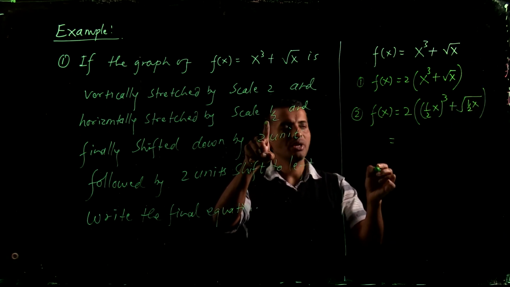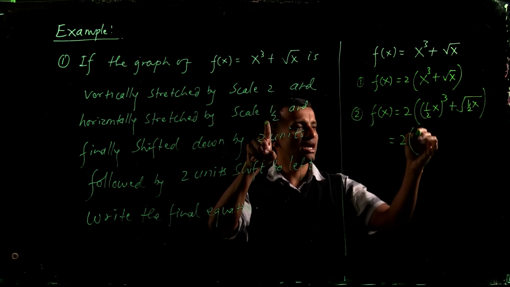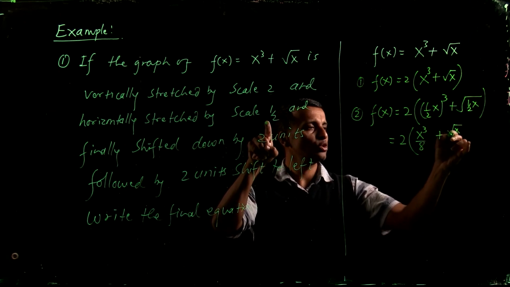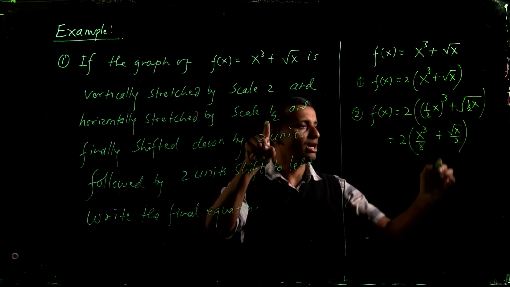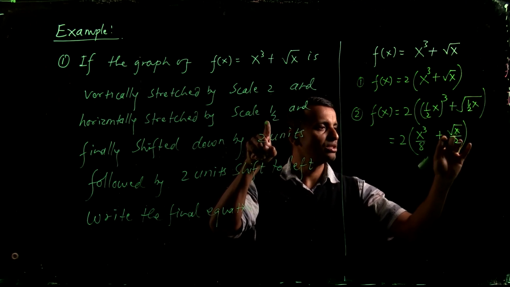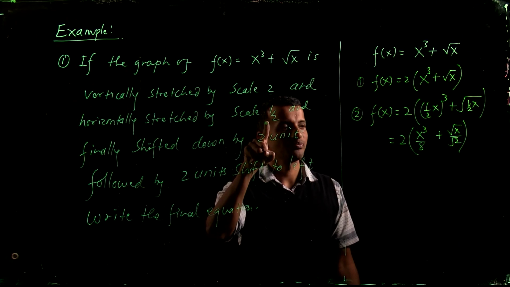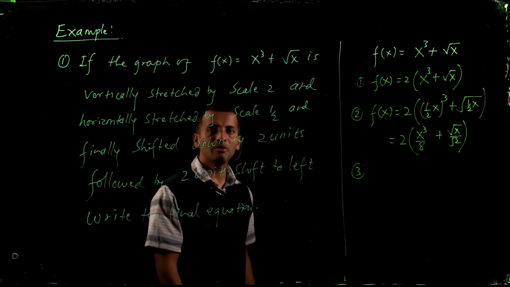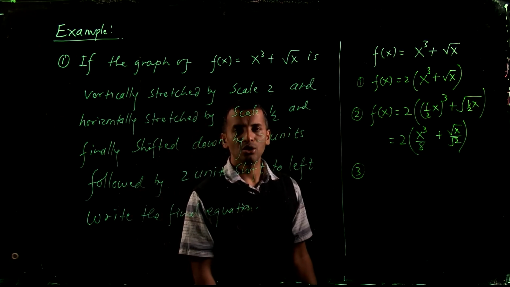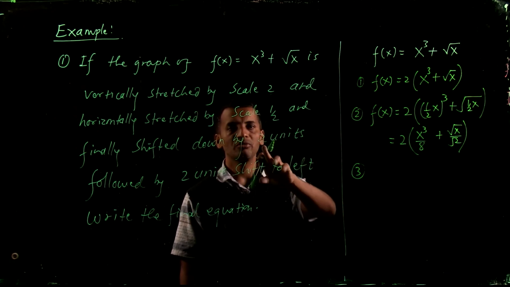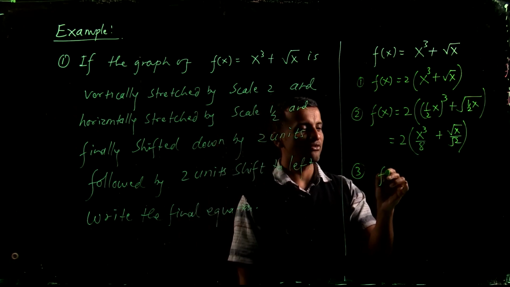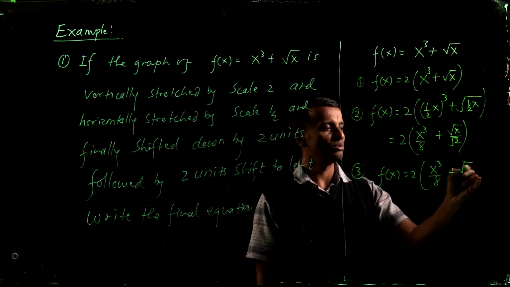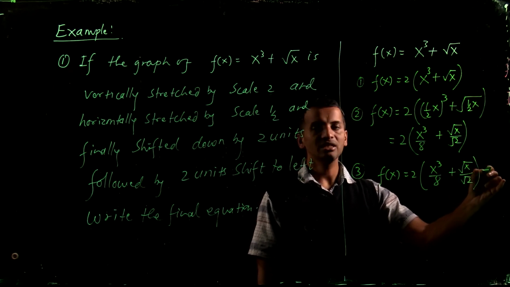If you want to, you can write this as 2 times x cubed over 8, makes sense, and then plus square root of x over 2. Basically square root of x over square root of 2, right? Number 3 says that it is shifted down by 2 units. Do you remember what you should do if you want to shift down? You're right. You subtract that number from the whole right hand side, meaning f of x equals 2 times x cubed over 8 plus square root of x over square root of 2, and then minus 2.